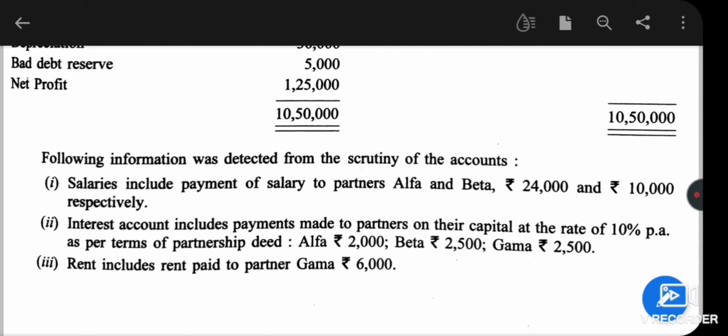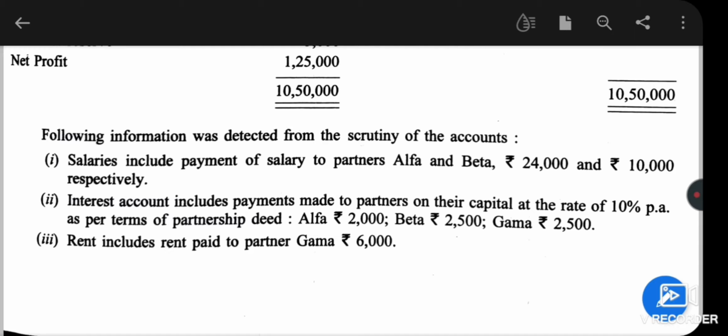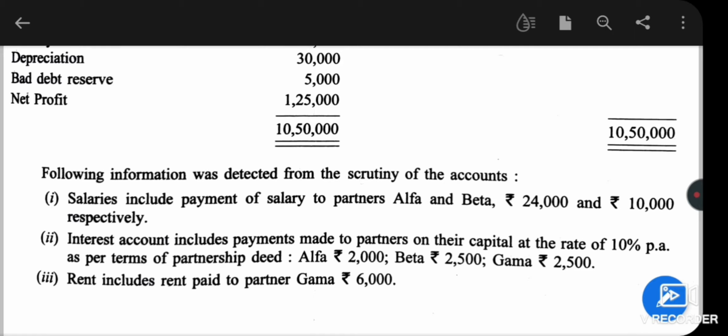The next point is that the interest account includes payments made to partners on their capital at the rate of 10% per annum as per terms of the partnership deed. Now, when it comes to payments of interest, there is a certain section on interest on capital. Under one of those sections, interest on capital paid to partners is allowed if it does not exceed 12% per annum.